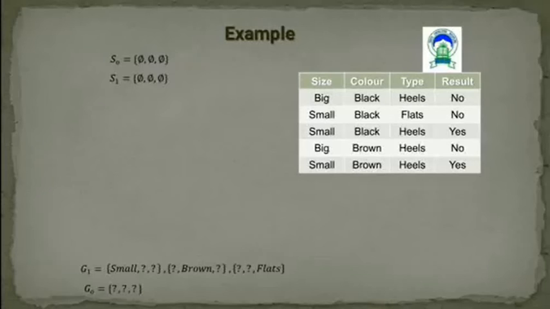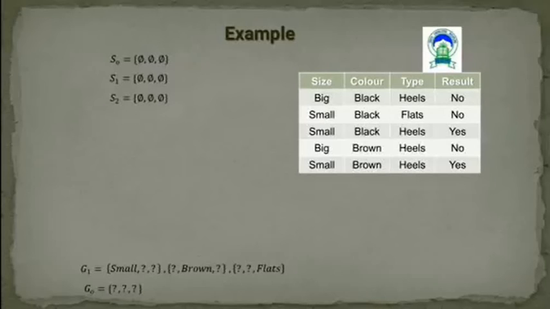When we are comparing this, phi and small, no match. Phi and black, no match. Phi and flats, no match. No, and the result given in the table is also no. What we have to do, as it is a match, we have to just write the same value for S2 also. So S2 will become 5, 5, 5.